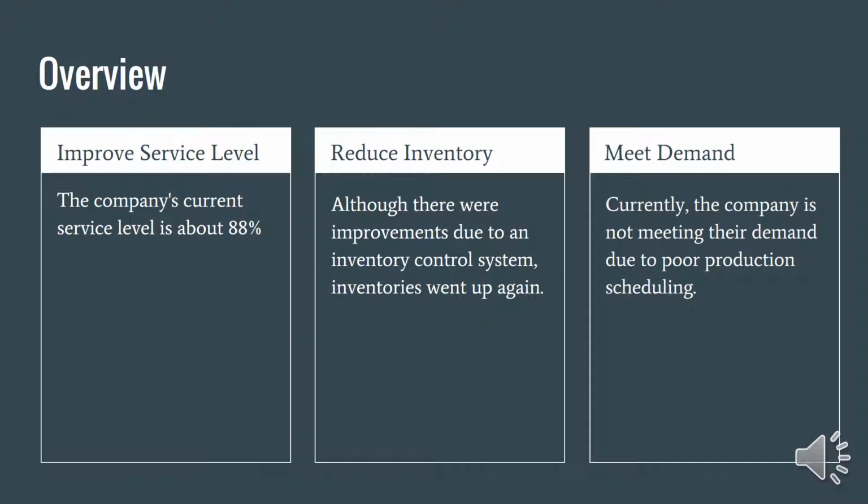An overview of their current problems: they want to improve their service level. So the company's current service level is about 88%. They also want to reduce inventory. Although they had an inventory control system applied last year, their inventories went up recently. And they also want to meet customer demand. Currently, the company is not meeting their demand due to poor production scheduling.